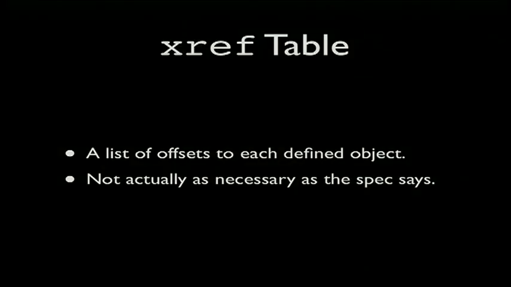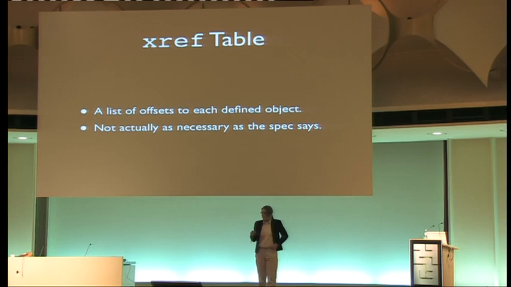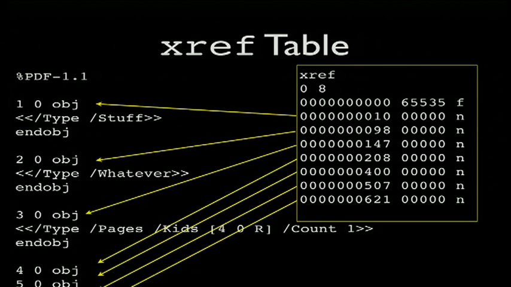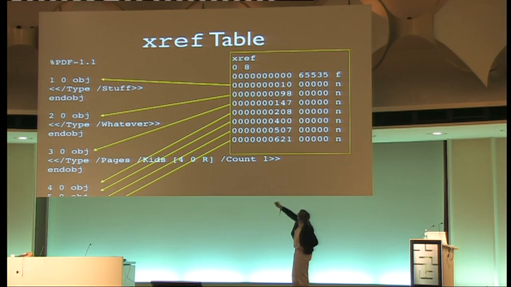At the end of the file, or at least the end of each revision, if you add a new set of objects, you write another one of these. There's a cross-reference table that basically just gives you the offset into the file where each object begins. It looks kind of like this. It's pretty straightforward. It basically says there's no object zero, so that's what the F means. Object one starts at 10 bytes in, object two starts 98 bytes in, object three starts 147 bytes in, and so on and so forth.